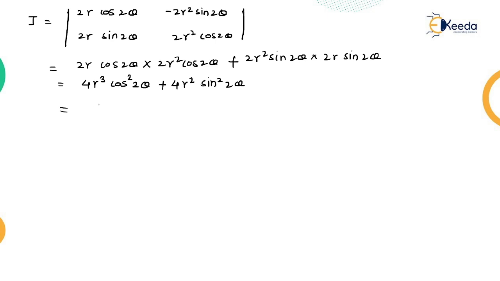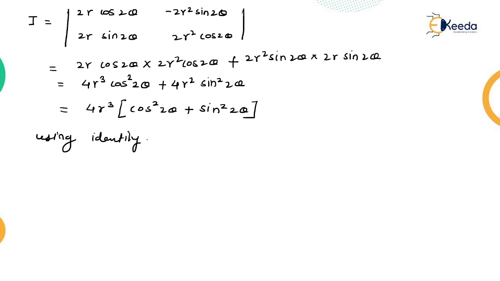So we take the common term, 4r cube, and inside the bracket I am writing cos square 2 theta plus sine square 2 theta, and using the standard trigonometric identity, sine square theta plus cos square theta is equal to 1. So therefore the Jacobian is equal to 4r cube only.